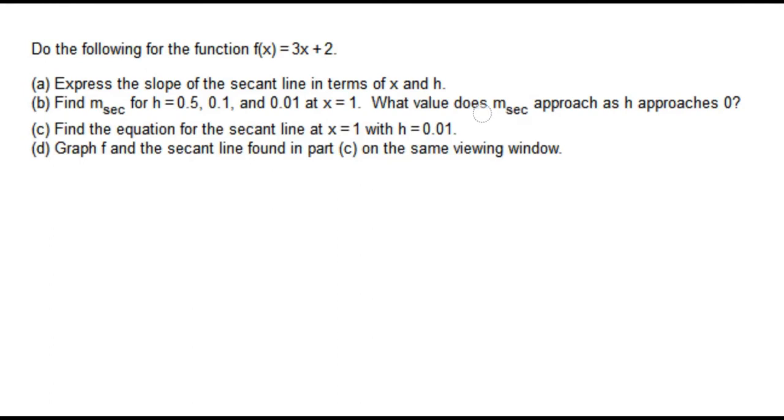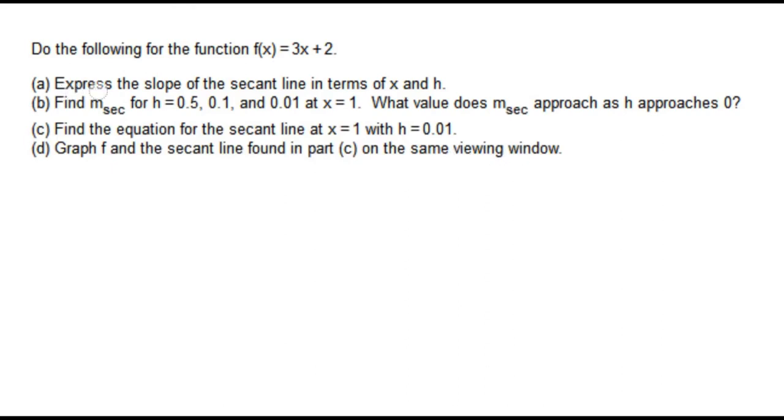What value does the slope of the secant line approach as h approaches 0? Find the equation of the secant line at x equals 1 with h equals 0.01. And graph f and the secant line found in part C on the same viewing window.